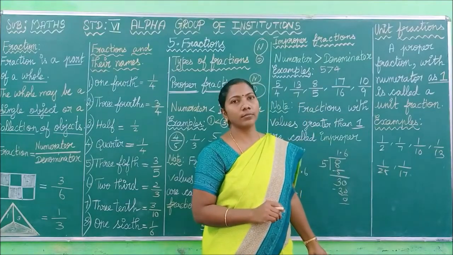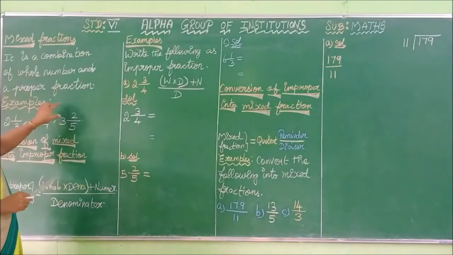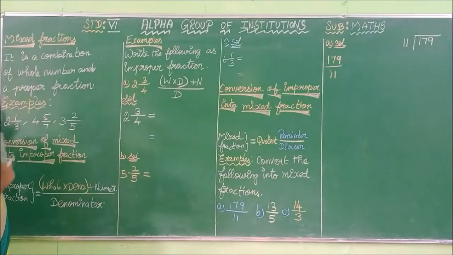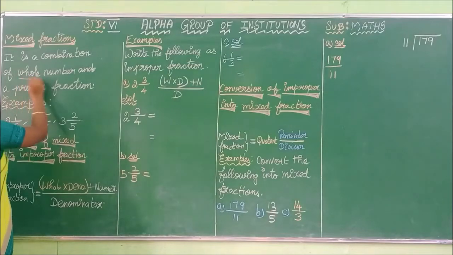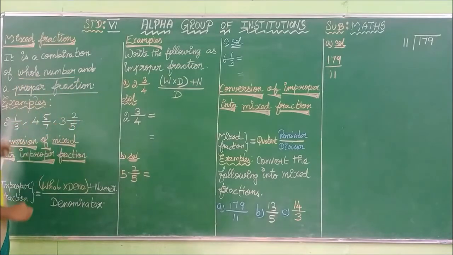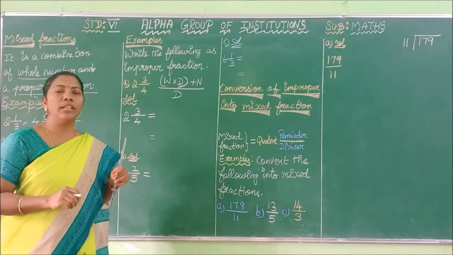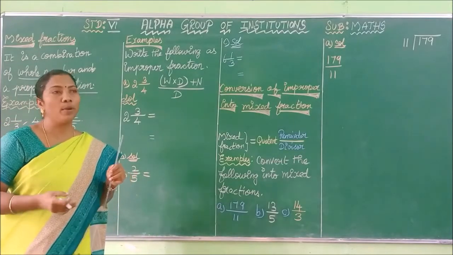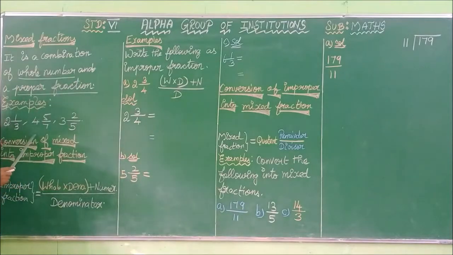Do you understand? Next, we are going to see another type of fraction, mixed fraction. What is the mixed fraction? Read the definition. It is a combination of a whole number and a proper fraction. See here, children. See the example. 2 1 by 3. 2 is a whole number and 1 by 3 is a proper fraction. So as a whole, how can you read this? 2 1 by 3. So we can call 2 1 by 3 a mixed fraction.